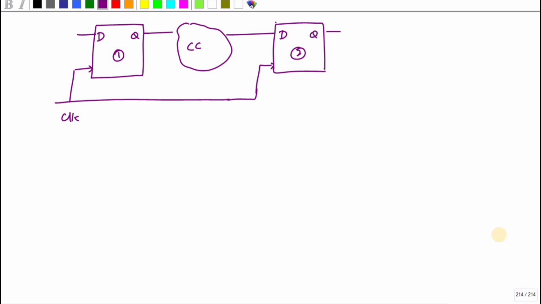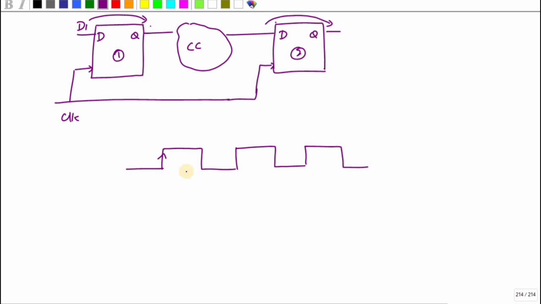So consider the circuit. Here I have given a global clock. During the positive edge of the clock, D1 will reach here, and whatever the input to this D2 reaches the output during this positive edge. So this is my total clock period.